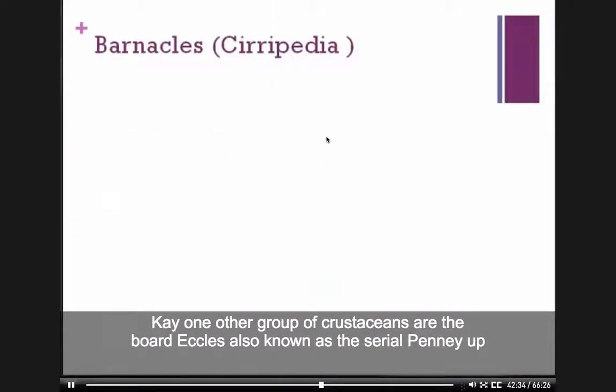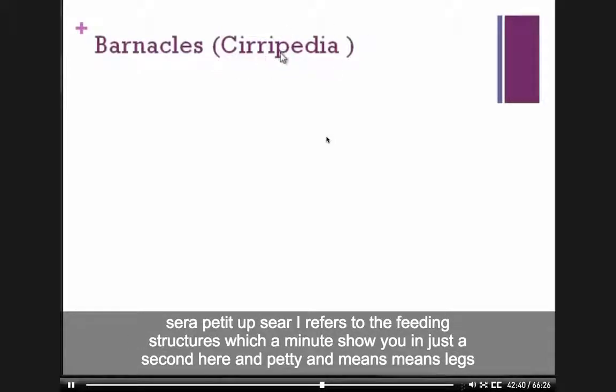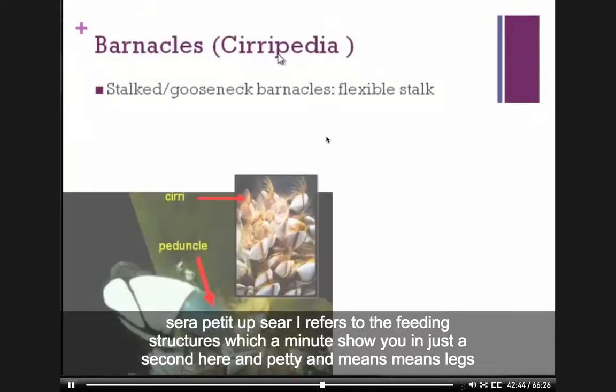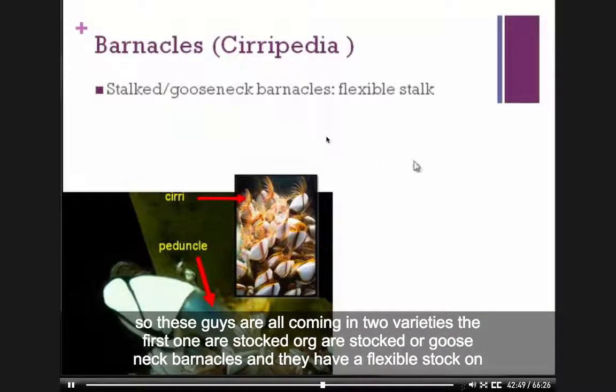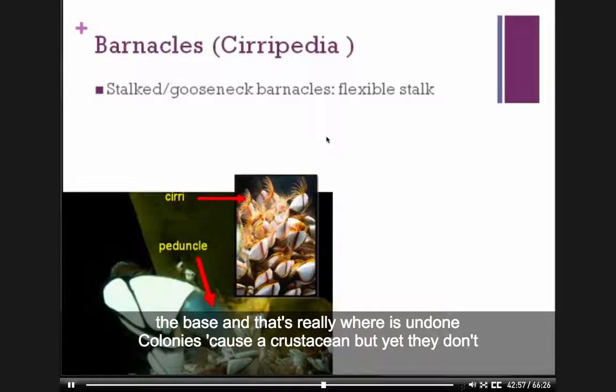Okay, one other group of crustaceans are the barnacles, also known as the Cirripedia. Cirripedia. Cirri refers to the feeding structures, which I'm going to show you in just a second here, and pedia means legs. So these guys come in two varieties. The first one are stalked or gooseneck barnacles, and they have a flexible stalk on the base.